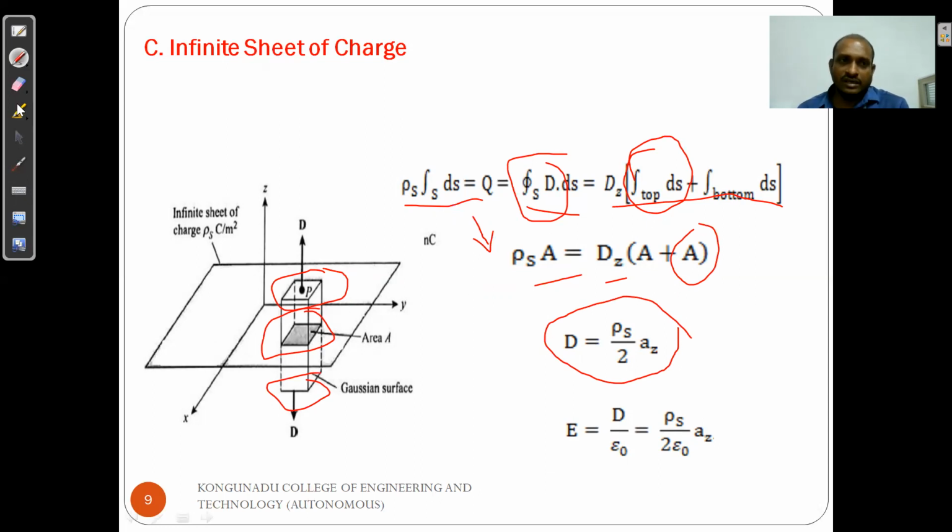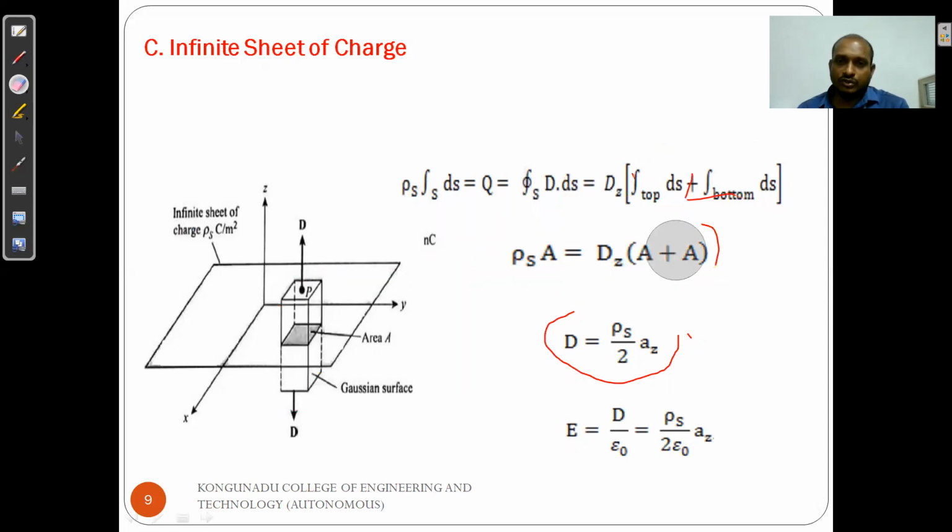This is very important. Gauss law in electromagnetism is used to determine the electric flux density and the electric field intensity for different Gaussian surfaces. Thank you.